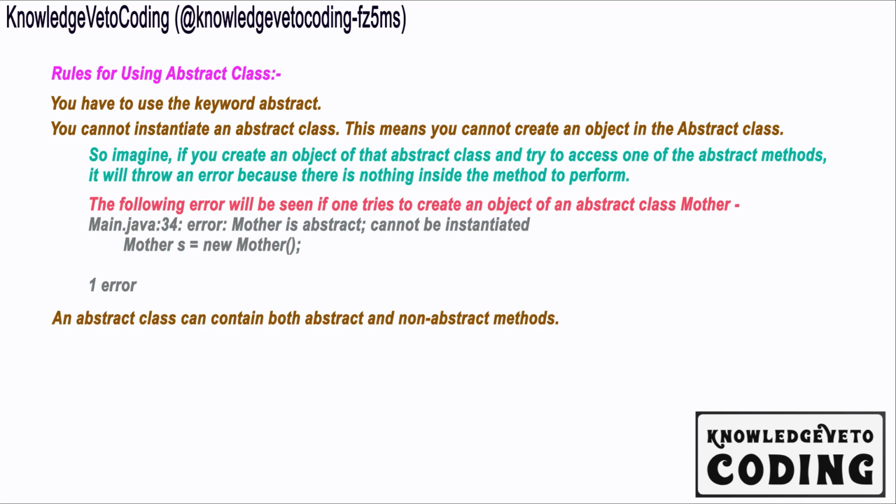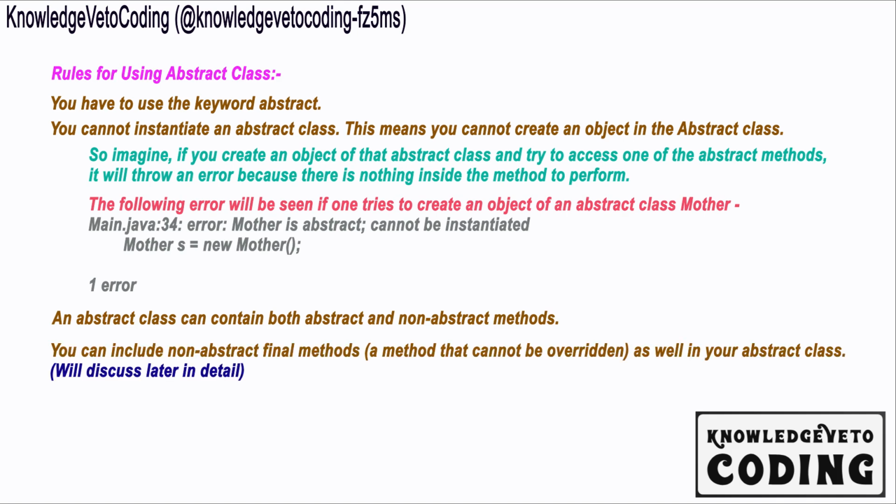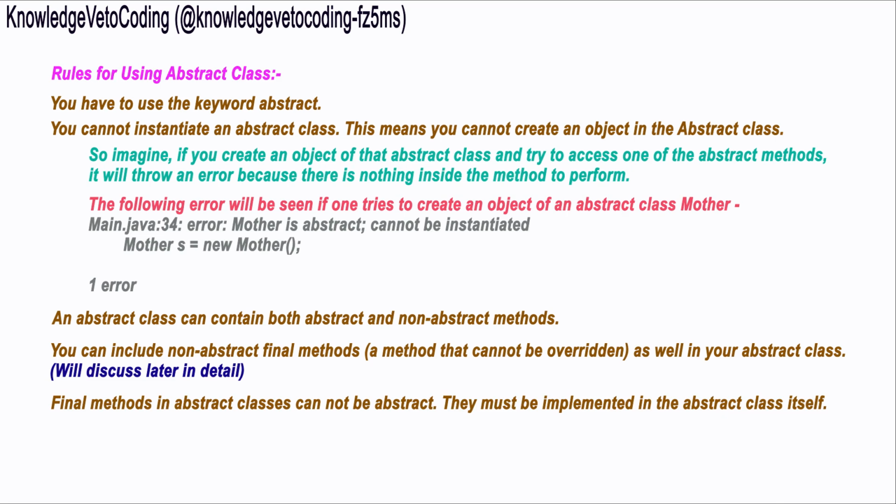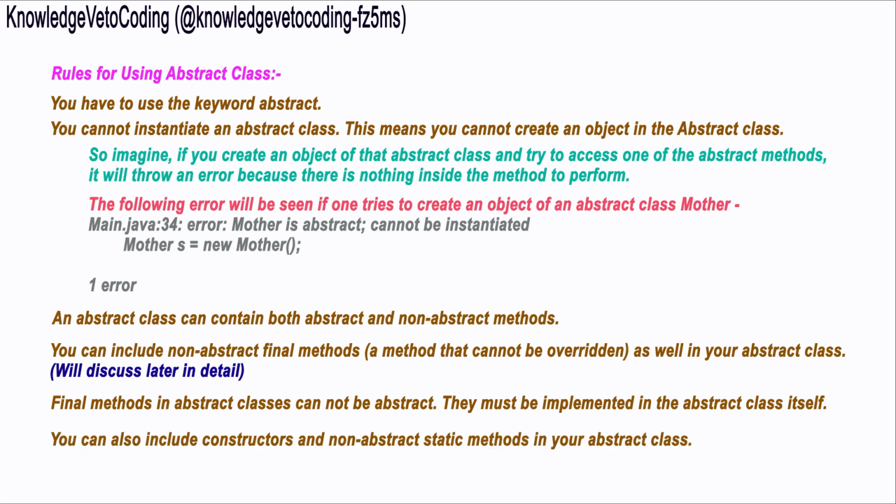An abstract class can contain both abstract and non-abstract methods. You can include non-abstract final methods, a method that cannot be overridden, as well in your abstract class. Final methods in abstract classes cannot be abstract. They must be implemented in the abstract class itself. You can also include constructors and non-abstract static methods in your abstract class.